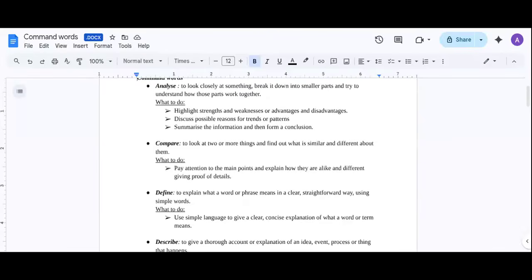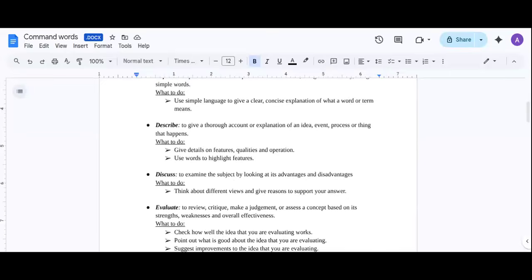Define. This is to explain what a word or phrase means in a clear, straightforward way using simple words. Usually when you see define, it is for 2 marks. What to do? Use simple language to give a clear, concise explanation of what a word or term means. Simple as that. Give the meaning of the word or the phrase.